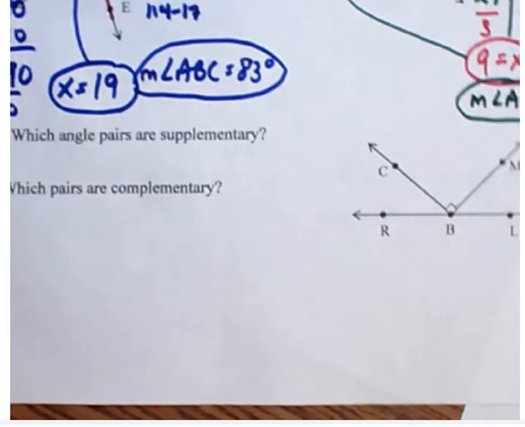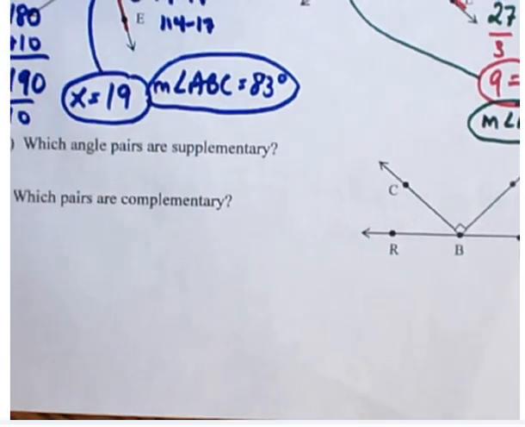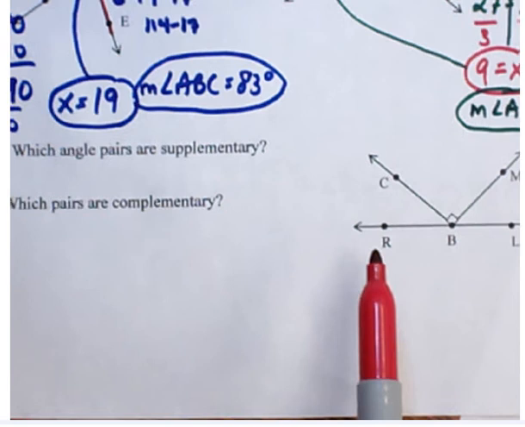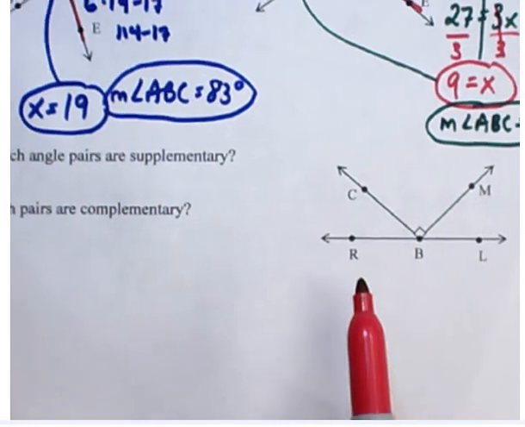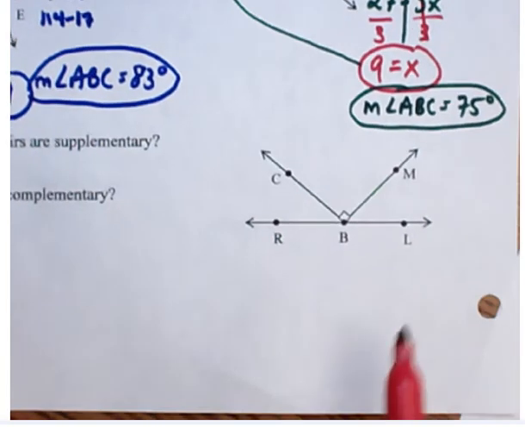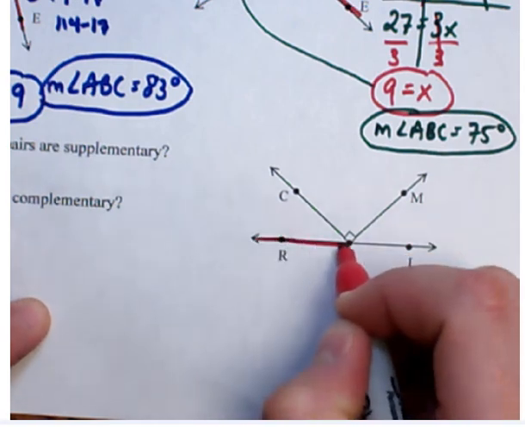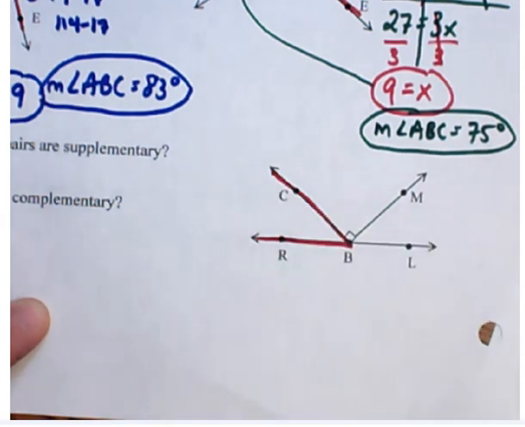Okay, last piece of this here, number 3. Which angle pairs are supplementary? Which pairs are complementary? And we're going to use this picture. Now, supplementary means they add up to 180. I'm going to use some colors here to try to do this. Angle RBC is red.